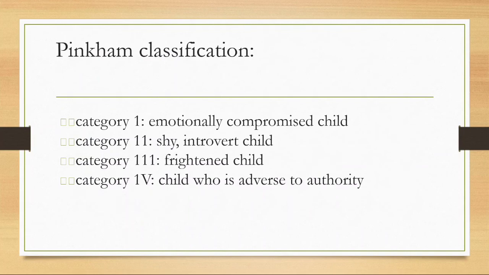The next classification was given by Bingham. Category 1, emotionally compromised child. Category 2, shy and introvert. Category 3, frightened. Category 4, child who is averse to authority.